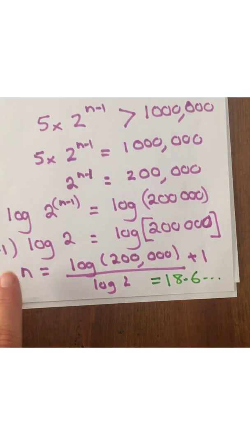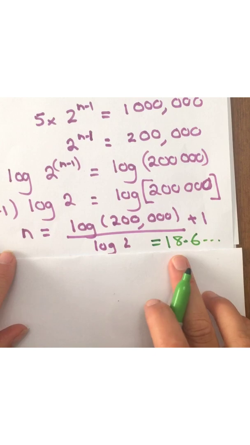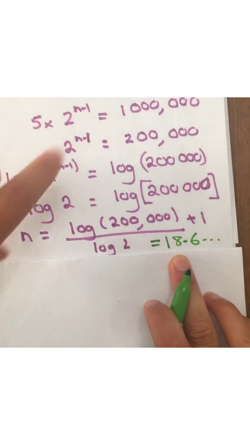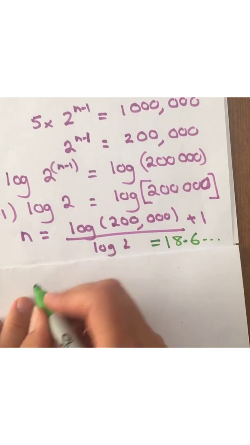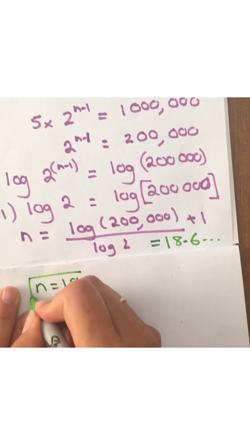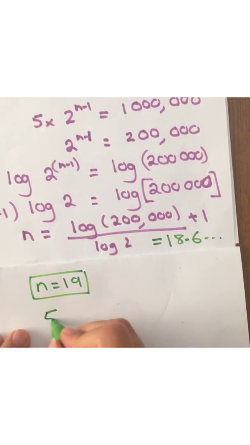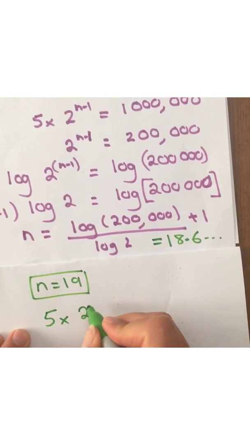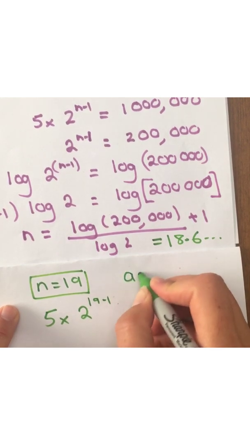So that's my value of n. Now obviously n cannot be a decimal, it has to be a whole number because it's the term number: the first, the second, the third, etc. If n was 18, my term would be less than 1 million. If n is 19, which is going to be my answer, I put that into the formula 5 times 2 to the 19 minus 1.